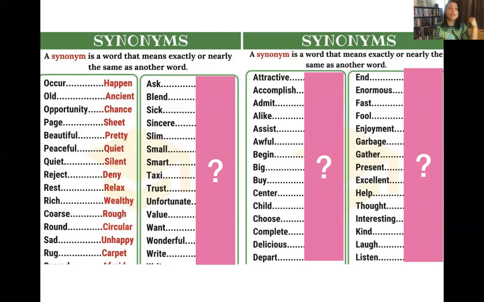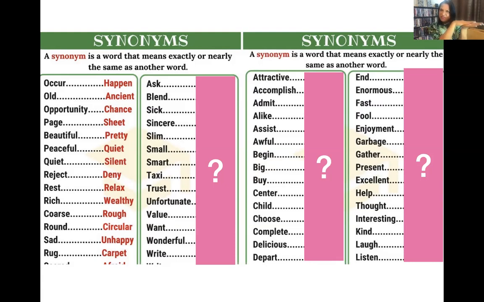Old. Ancient. It's an opportunity, so it's a chance. If you use a page, you use a sheet. Beautiful. Pretty. Peaceful. Quiet. If you reject, then you deny. Comes up on your phone, accept, deny, do not accept. If you rest, you relax. If you're wealthy, you may be rich.